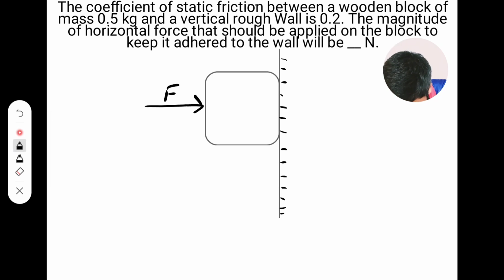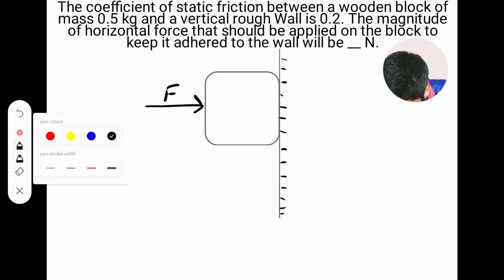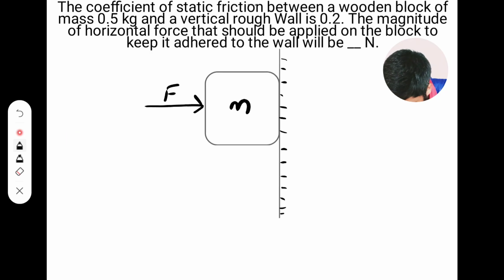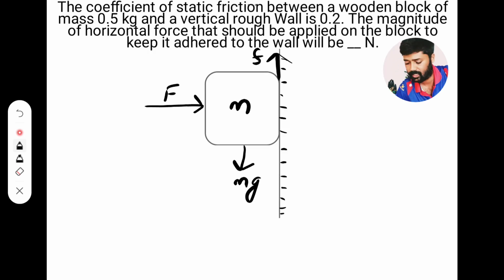Now, since this block has some mass, let us say m, then mg, the weight of the block, is acting vertically downward. Now, let us see other forces acting on this block. Definitely frictional force, which is acting in the upward direction. This is frictional force, I will denote it by small letter f. So frictional force is acting in the upward direction.